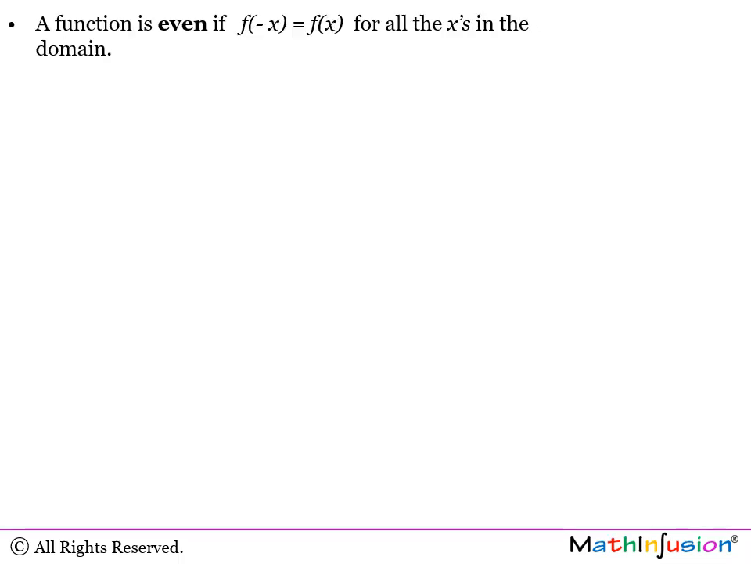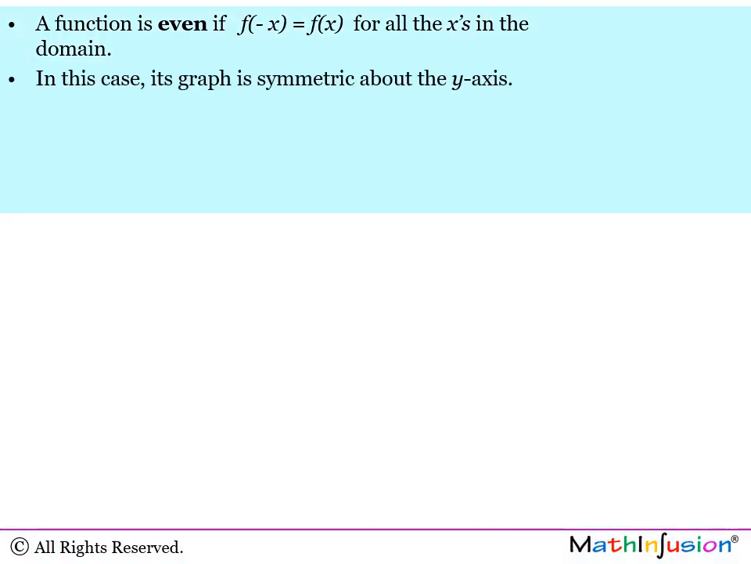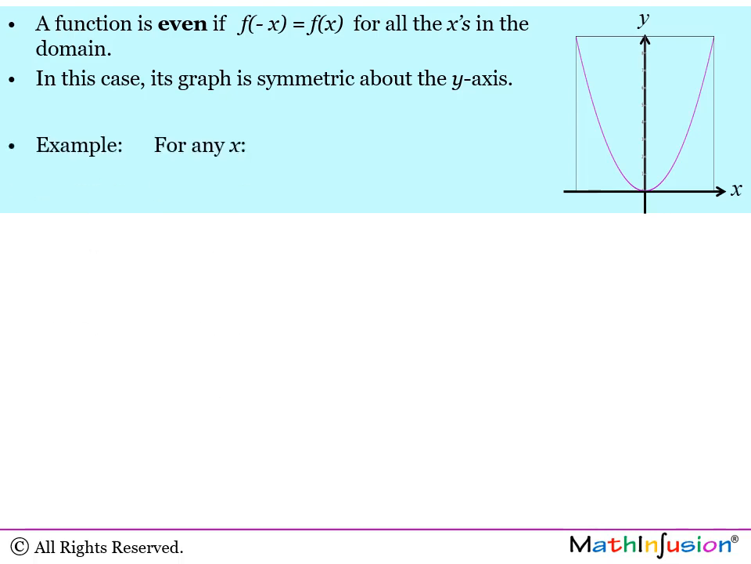A function is even if f of -x equals f(x) for all x's in the domain. In this case, the graph is symmetric about the y-axis. Here's a good example. You're familiar with this function. This is f(x) equals x to the power of 2, and for any x in the domain, which is any real number because the domain of this function is all of R, we get that f of -x equals negative x to the power of 2, which equals x to the power of 2, which happens to be f of x. So if you look at this line, you can see the beginning f of negative x, and then you see that this really equals f of x.